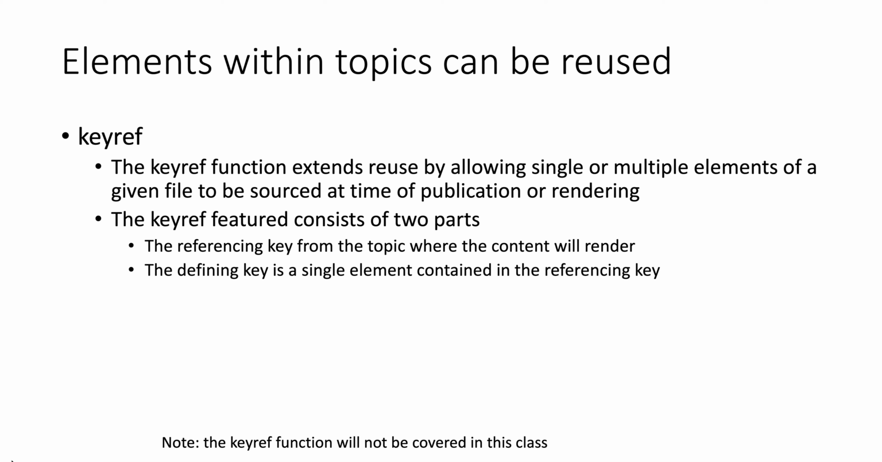The keyref feature consists of two parts. There's a referencing key from the topic where the content will render, and there's a defining key in the single element contained in the referencing key. Again, we don't need to really know how that works, but there is information on that in the appendix if you're interested. Or you can just get with me, and I'd be happy, if this is interesting to you, to go into more detail.